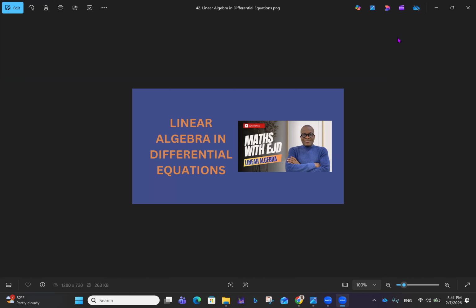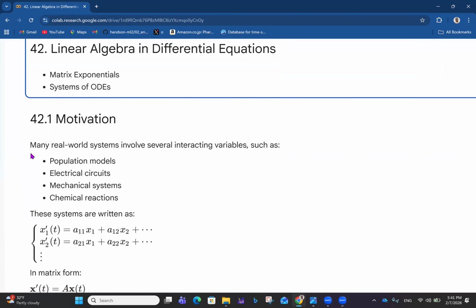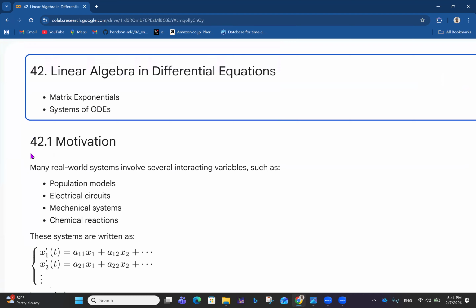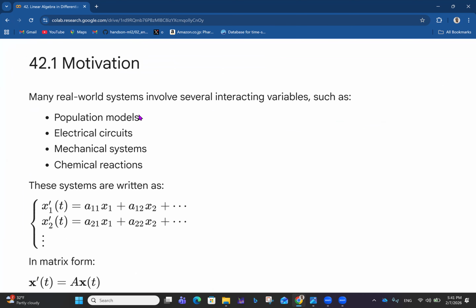This is more familiar terrain because I've made a couple of playlists where we had to use matrices to solve. I have a full playlist on differential equations touching ordinary differential equations and partial differential equations. So here, in the spirit of linear algebra, we're looking at linear algebra in differential equations. Okay, so I will basically be considering two things, namely matrix exponentials and systems of ODEs. The motivation here is that many real-world systems involve several interacting variables.